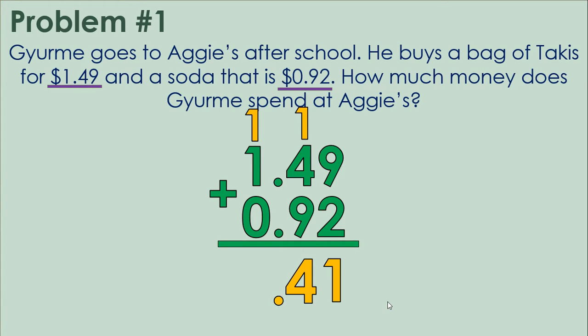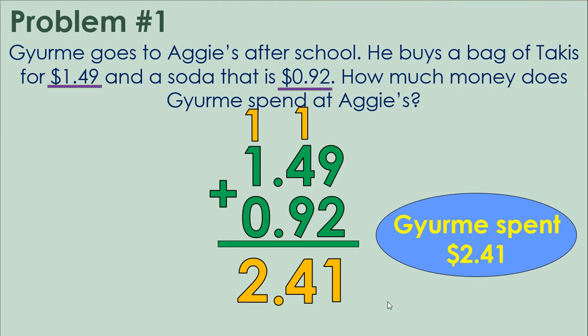Don't forget the decimal. It always goes to the left of the tenths place. Finally, we're going to add 1 one plus the 1 one that we carried over to get 2 ones. So, Gyurme spent $2.41 at Aggie's.